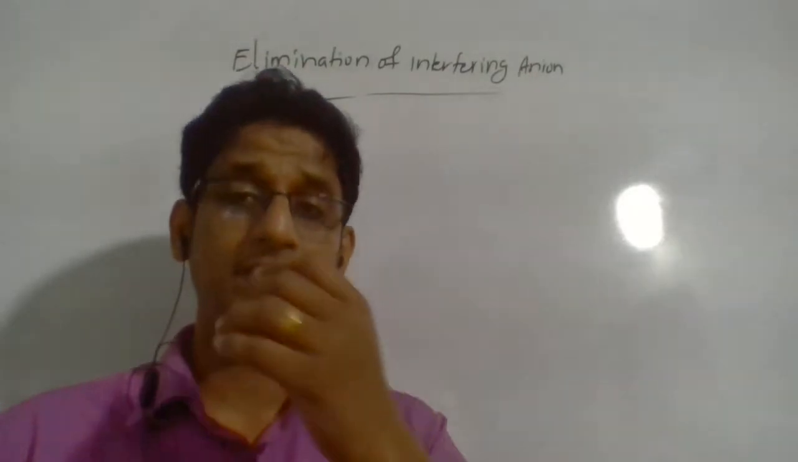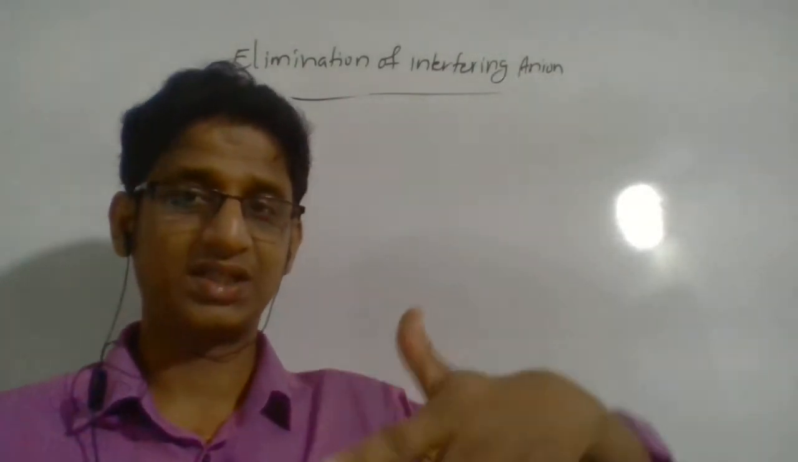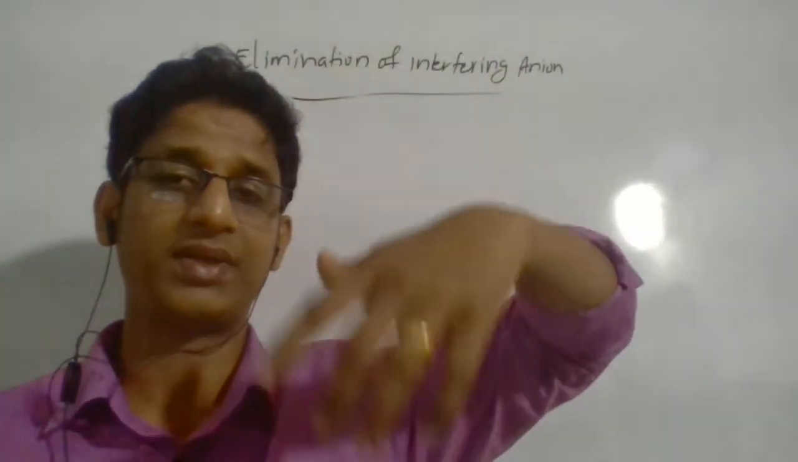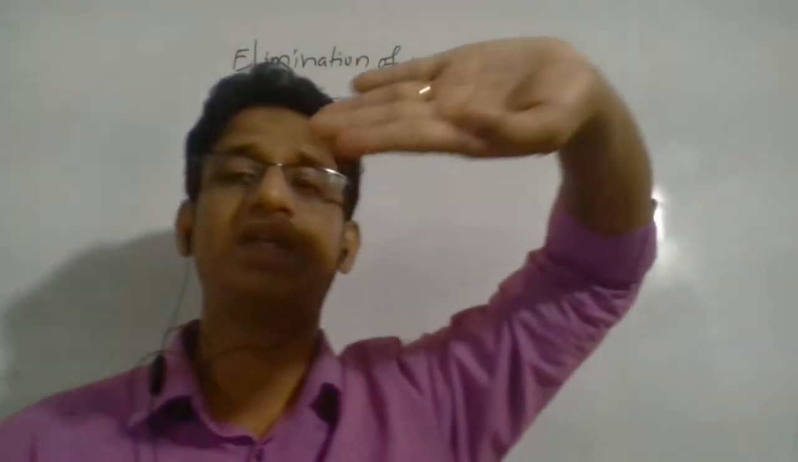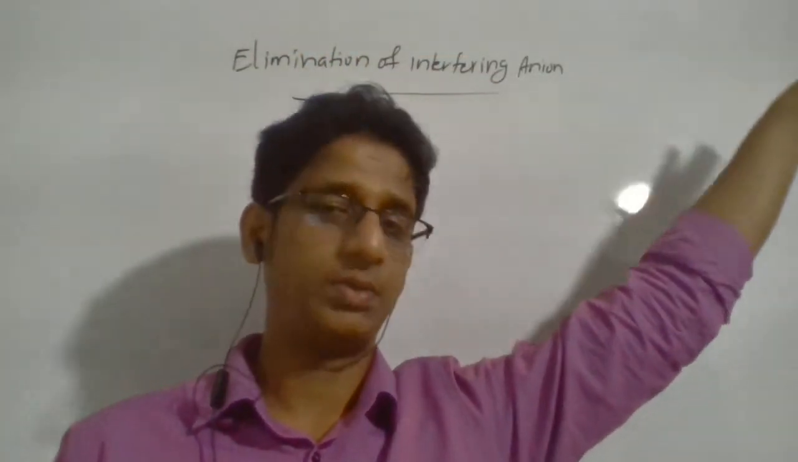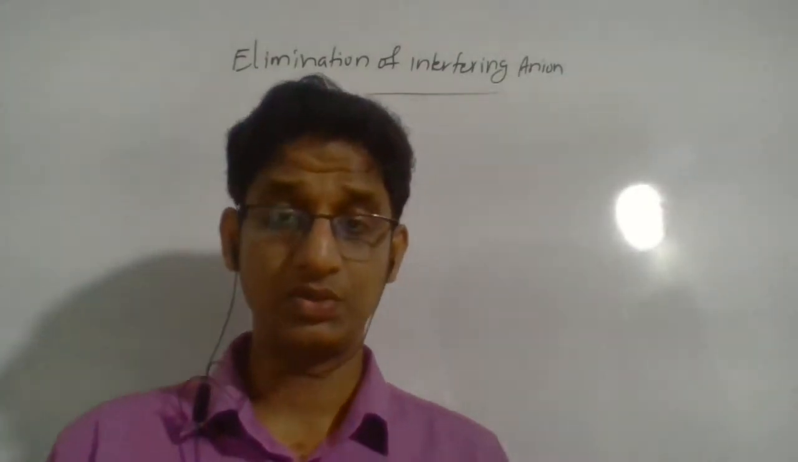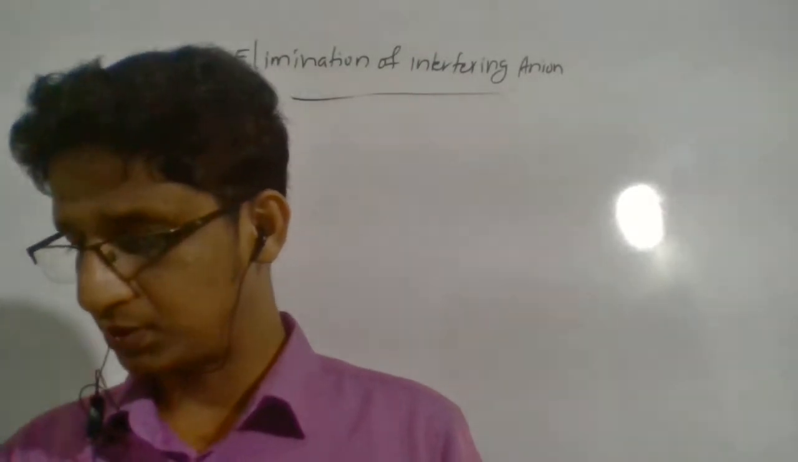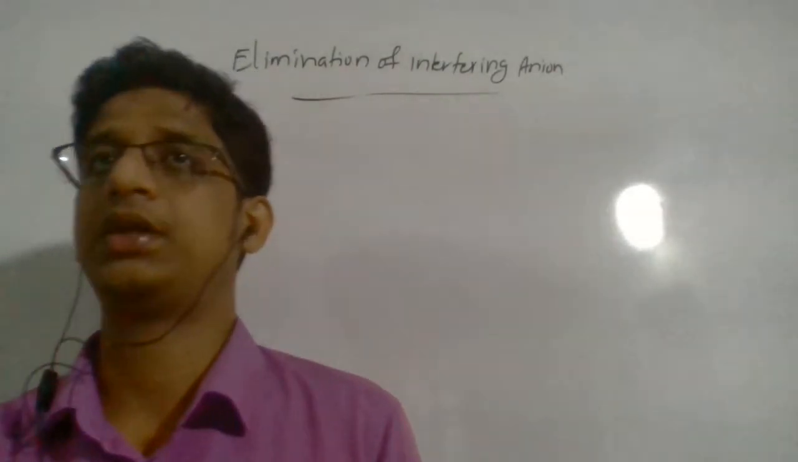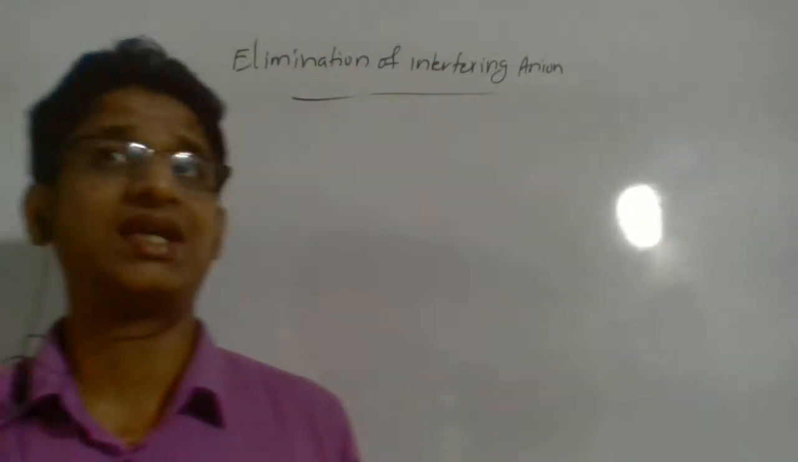But for practical purposes, you can use the technique that I told, using the sodium carbonate extract residue. You can directly go for cation analysis, because the interfering anions won't be there. So that technique you can use for the practical. But for theory, you have to learn how this can be eliminated. So the first point, let us start with arsenite and arsenate.